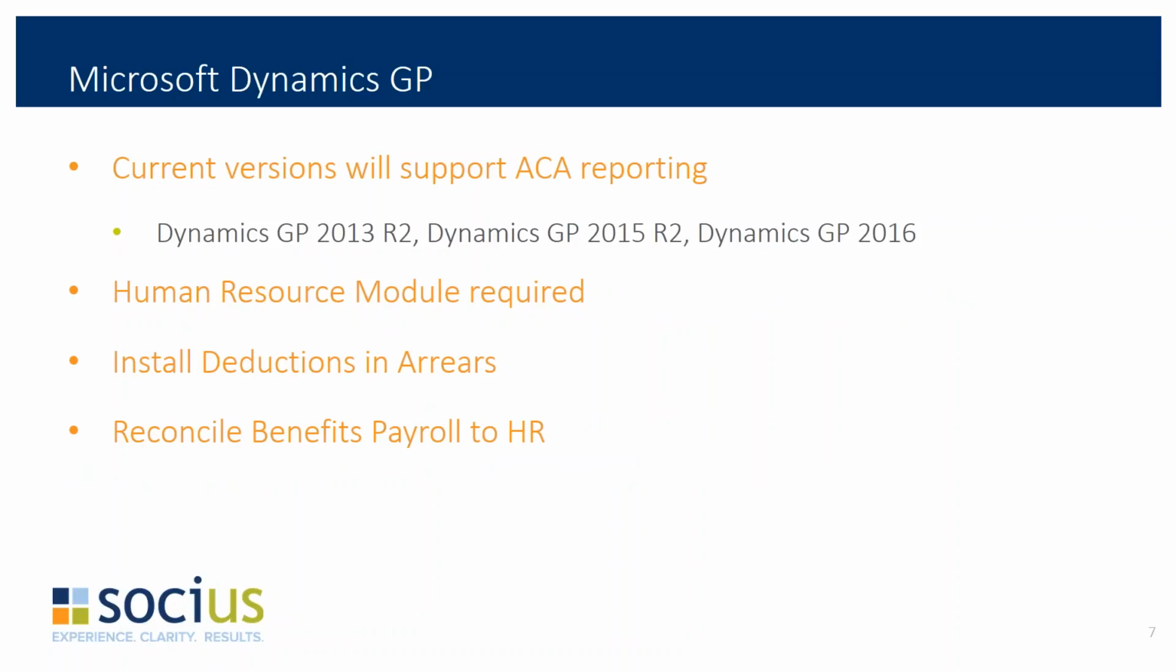GP is currently supporting Affordable Care Act for Dynamics GP 2013, 2015, and 2016. So the three current versions that are out there and available for payroll updates at the end of the year are ACA compliant. If you're on an older version of GP and utilizing it for payroll, GP 9, 10, 2010, all of those are not compliant for the Affordable Care Act changes, so you'll want to talk to your account manager or consultant pretty soon in order to get yourself up onto a supported version.